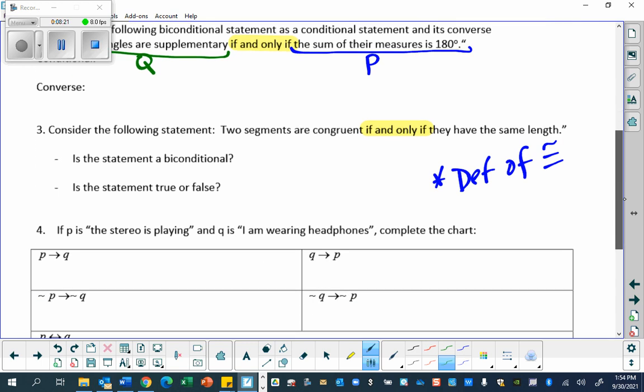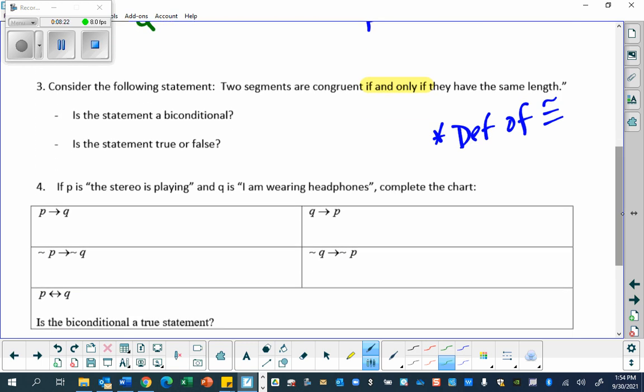Considering the following statement about two angles being congruent if and only if they're the same length, again, it's biconditional, yes, because it has the if and only if, but then we get to say whether or not it's true. The answer is yes. Hey, this is our definition of congruence. We're going to come back and use this again and again and again.